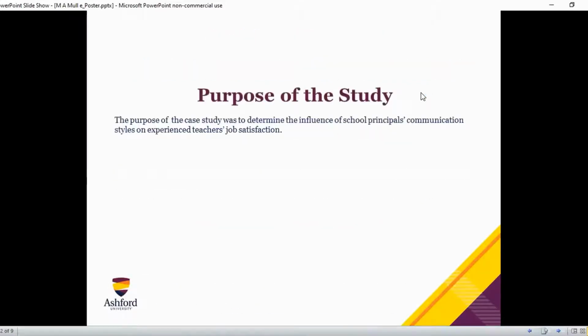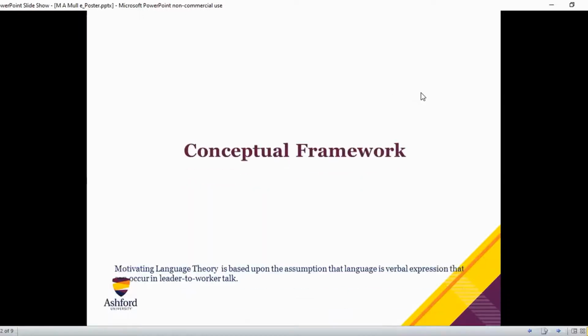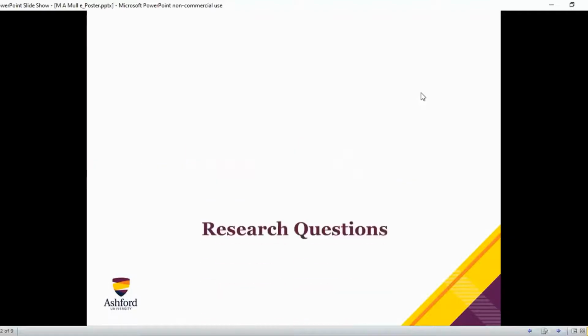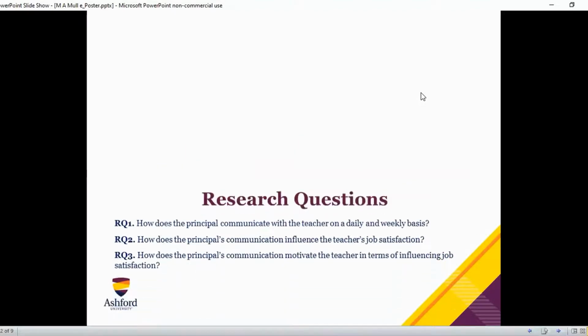Purpose of the study. The purpose of the study was to determine the influence that school principals' communication style has on experienced teacher job satisfaction. Conceptual framework. Motivating language theory was the conceptual framework and a foundational theory of leadership communication that guided the 3 research questions for the study. A synopsis of the findings will be discussed later in the presentation.